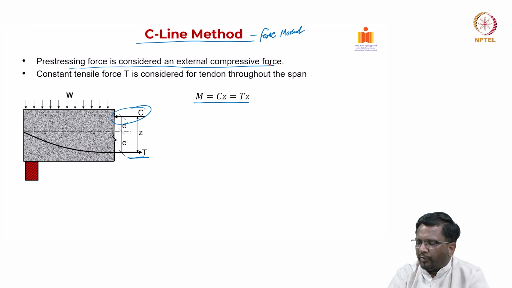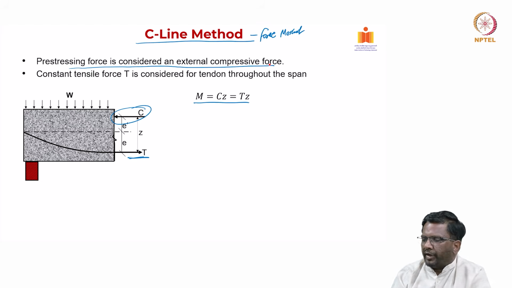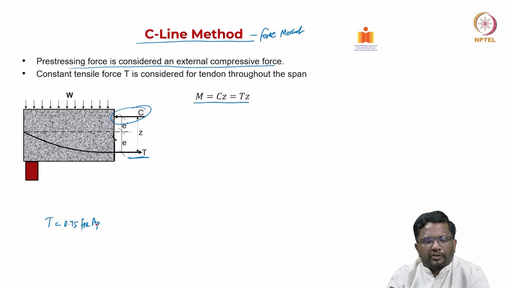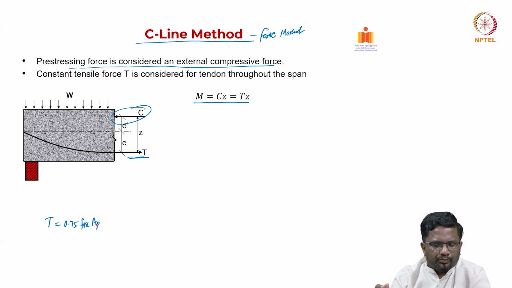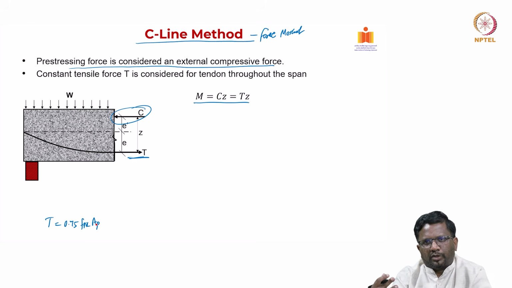So now let's see how do we do that, right? So right from the beginning, that means your initial force T is given to you, which is, let's say, 0.75 times FPK into AP. Okay, so this is the tension force that is given to you, right? And we have seen that T is not going to change in the service load domain. Once the system cracks and gets to yield, then it will change.